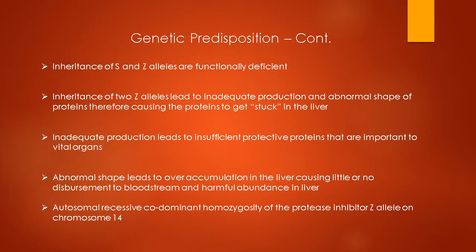The inadequate production leads to an insufficient amount of protective proteins that are important to vital organs. The abnormal shape leads to an overaccumulation in the liver, which causes little or no disbursement to the bloodstream, and therefore a harmful abundance in the liver. This is an autosomal recessive codominant homozygosity of the protease inhibitor Z allele and occurs on chromosome 14.